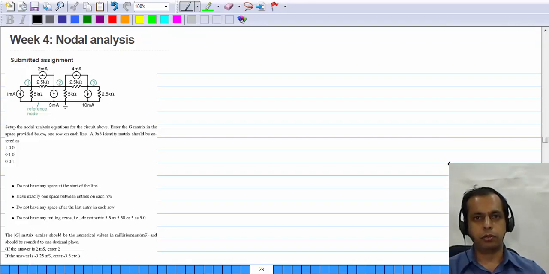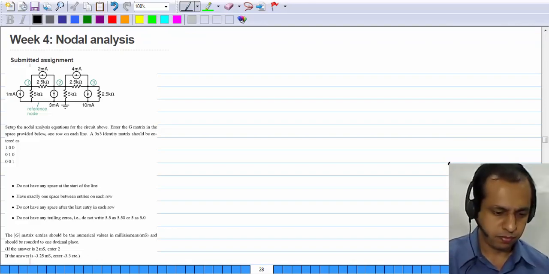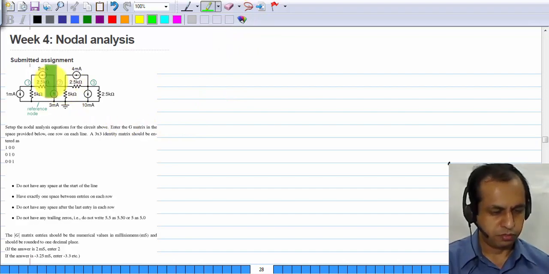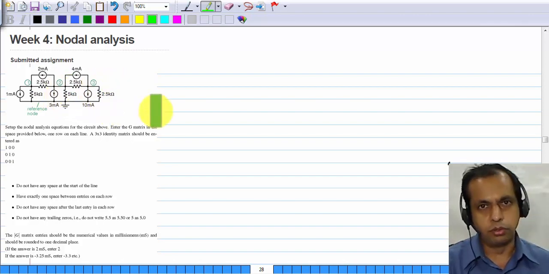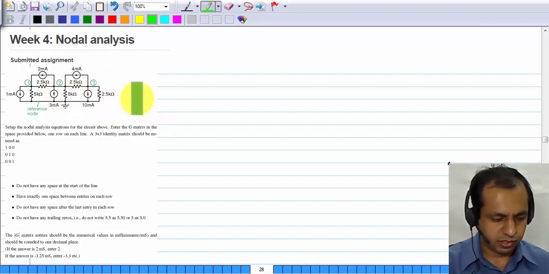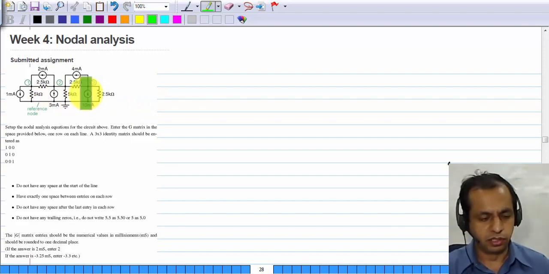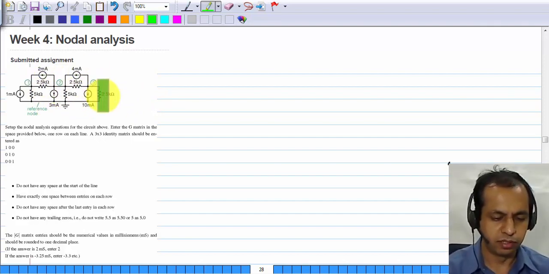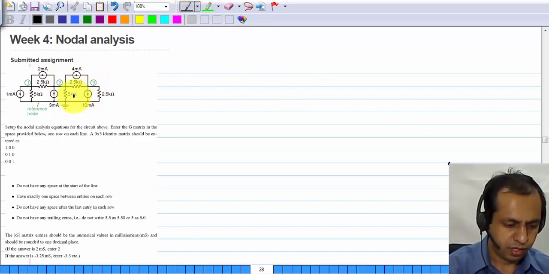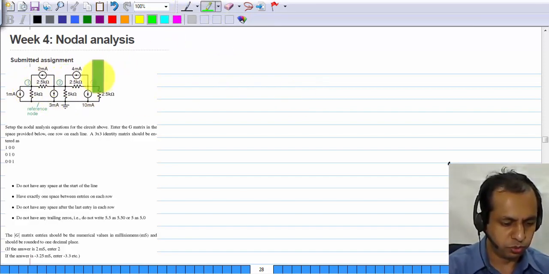Now we'll discuss the problems in the fourth assignment. The first problem is about nodal analysis, and essentially you have to determine the nodal analysis equations. This circuit is the easiest case for nodal analysis. It has only resistors and independent current sources. The nodes are already marked. There are 3 nodes, 1, 2 and 3.